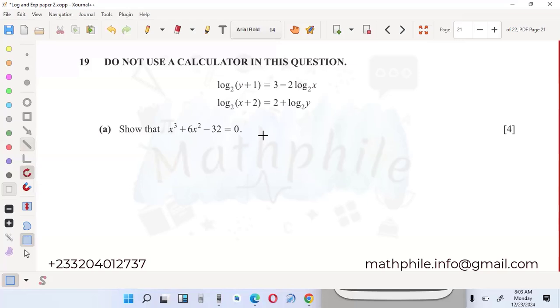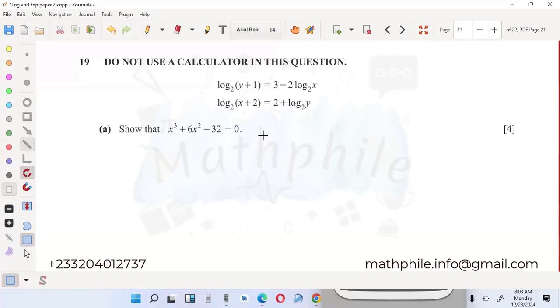I'm just supposed to solve the cubic expression. No. You have to show that. How did you get a cubic expression? That's what they're asking you. Okay, let's do this together.